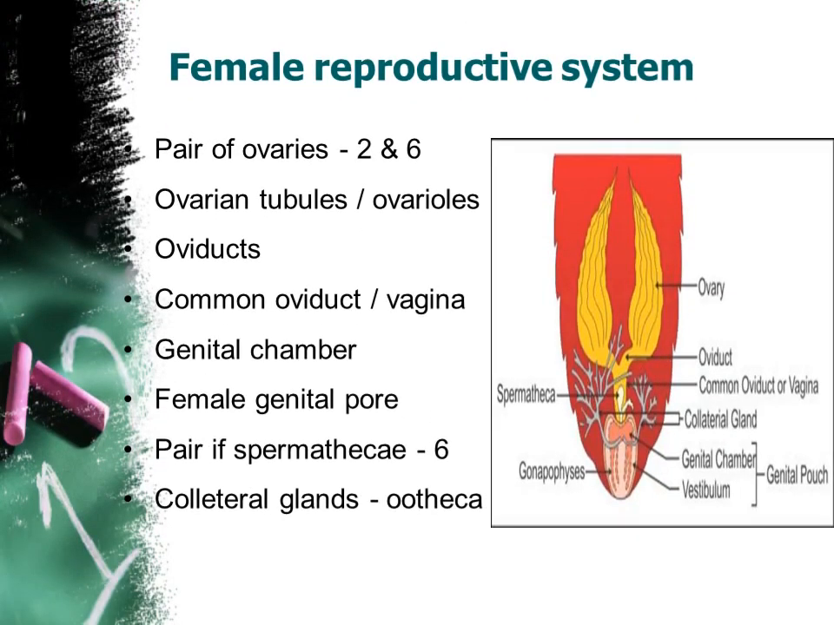The next system is the female reproductive system, right? So in cockroach, the female reproductive system is also somewhat well developed. Let us see the organs involved in this female reproductive system. Fine. So here also the major reproductive organ for female is the ovary, right?